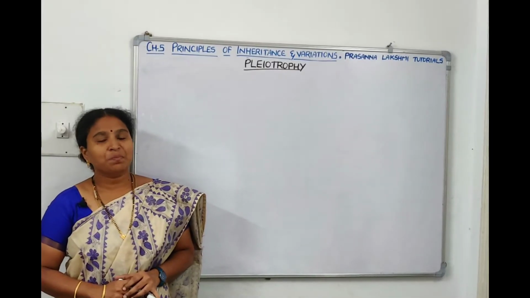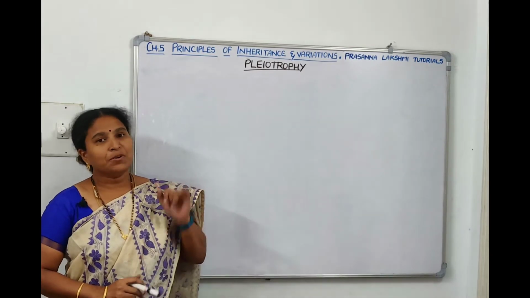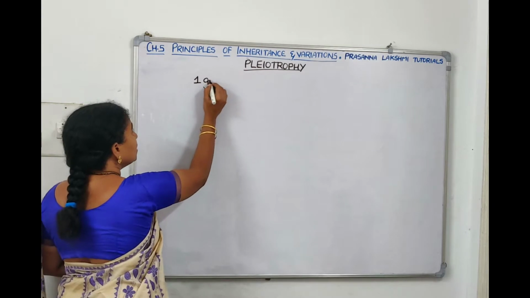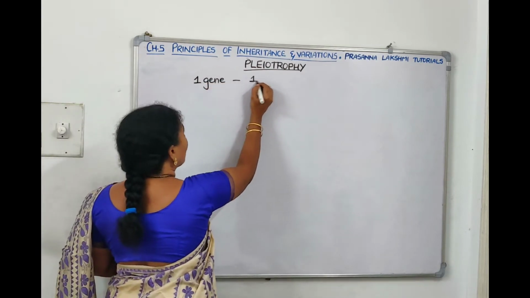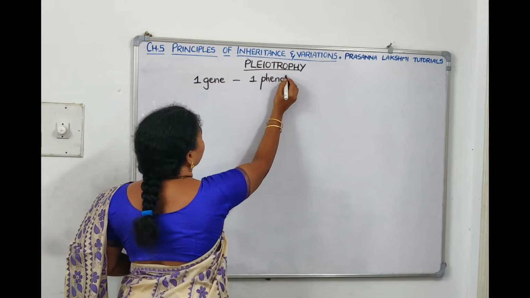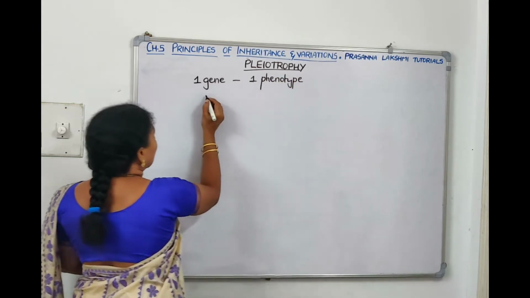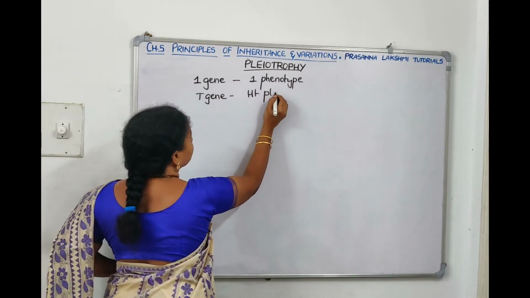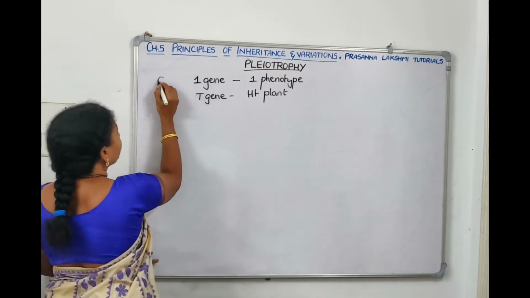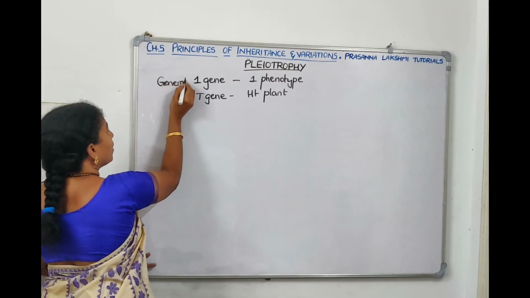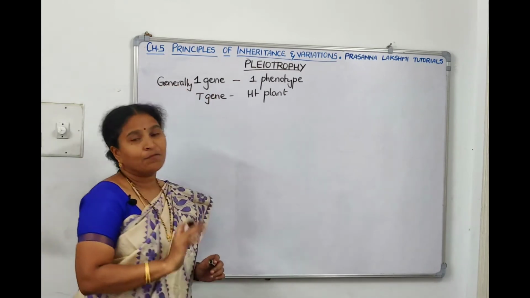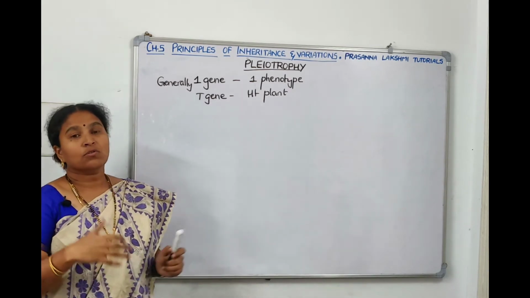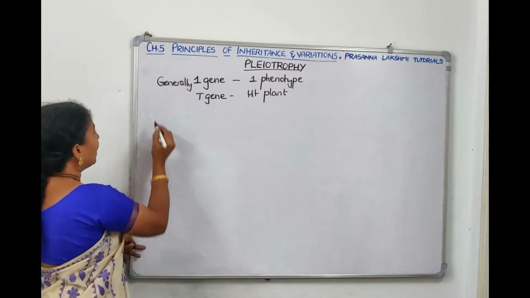The next topic is Pleiotropy. So what is Pleiotropy? We need to understand. We have seen so far that one gene will control one phenotype. For example, a capital gene will control the height of a plant. Generally, one gene will control one phenotype, but there are instances where one gene shows many phenotypes.